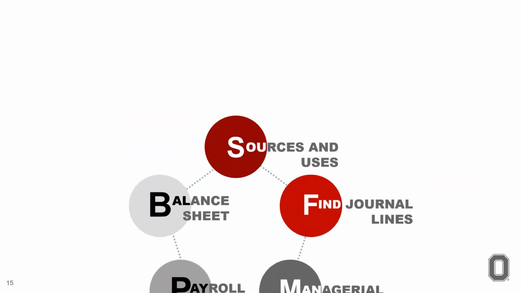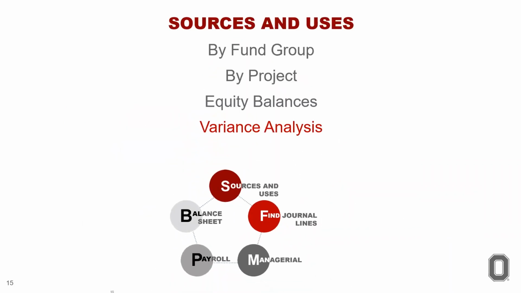Now, back to our report types. A great place to start is the sources and uses reports. These are the cash flow statements, useful for so many common scenarios. Some varieties of this include sources and uses by fund group and by project. The same basic layout is used in the equity balances by cost center and fund group report.